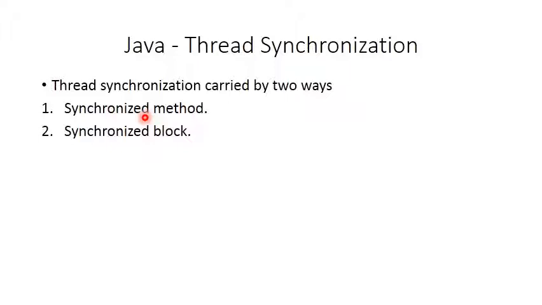Similarly, for a synchronized block, we know how to create blocks in Java. Blocks means a pair of curly brackets. So for a synchronized block, we will mark the block by using the keyword synchronized. Once a block is declared as synchronized, only one thread can be inside that block at a time. We will see an example, then it will be more clear to you.